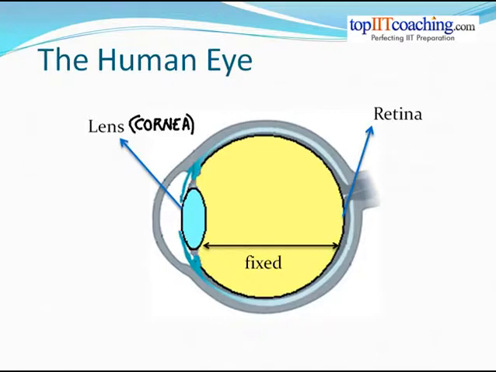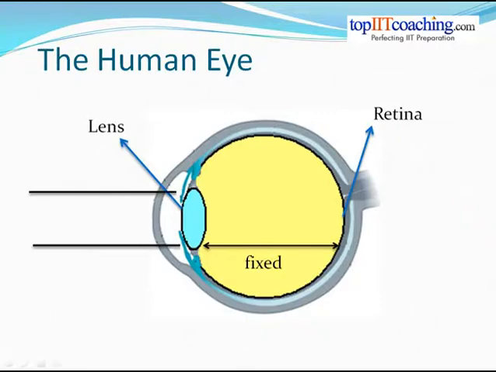So I may place an object here, or I may place an object here, or I may place an object here, but the image of this object will always be formed on the retina. So this distance is actually equal to V, the image distance, and this is fixed. Now if the image distance is fixed, how is it that for different object distances we can still see the image at the same place, the retina?